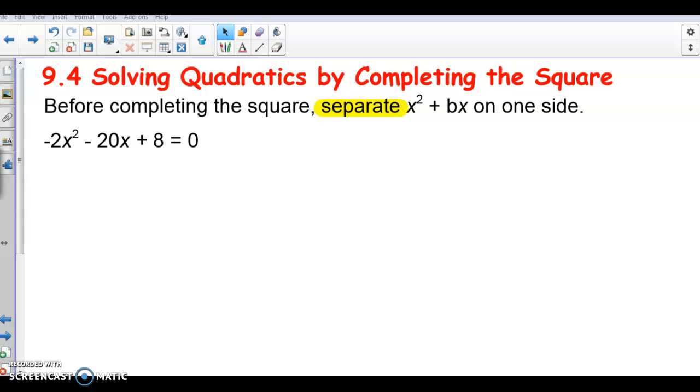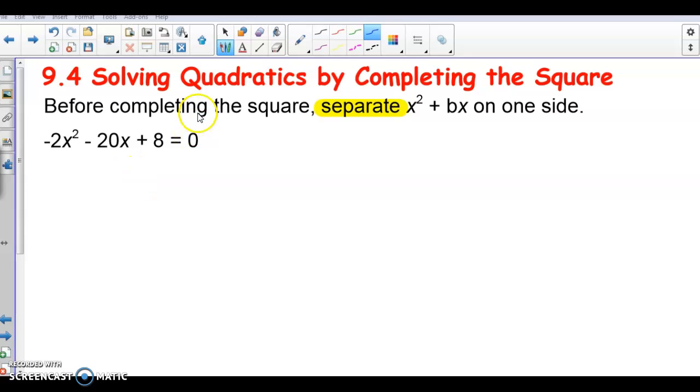In this example, I'm going to show you how to do completing the square when the a value is not equal to 1. So you have a constant here, which is -2. Remember, before you do this step, you have to separate the x squared plus bx on one side. So let's look at the steps.